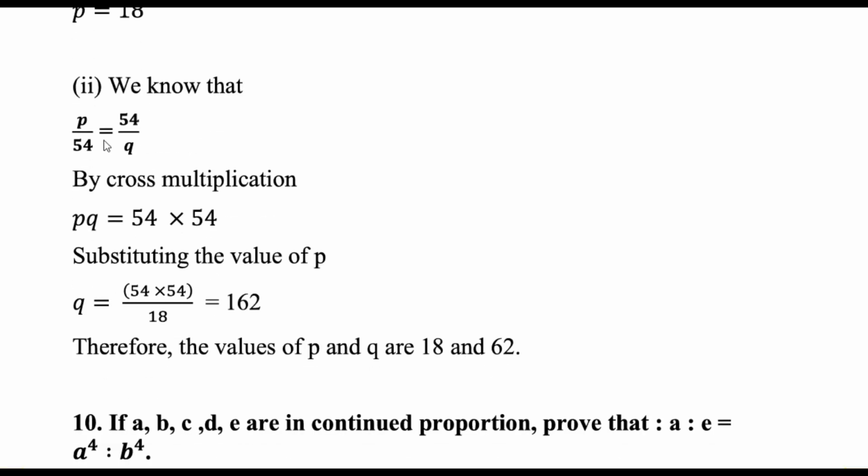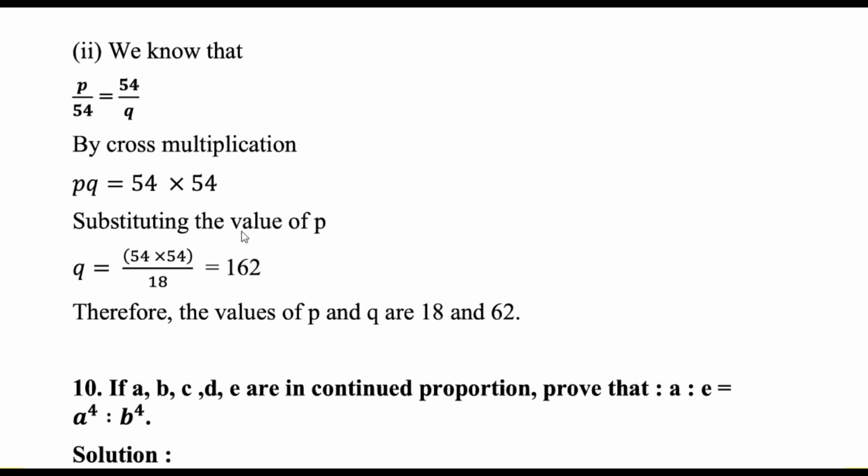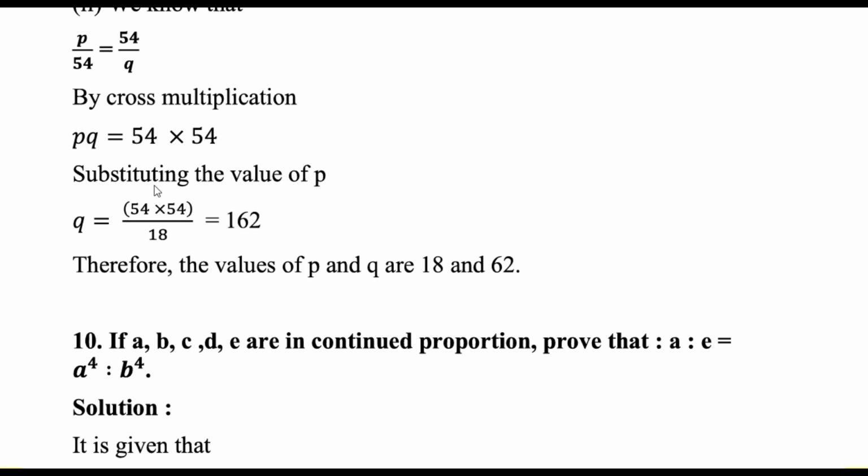Now write the second portion. p by 54 is equal to 54 by q. So pq will be 54 into 54. Substituting the value of p, you will get q is equal to 162. Therefore, the values of p and q are 18 and 162.